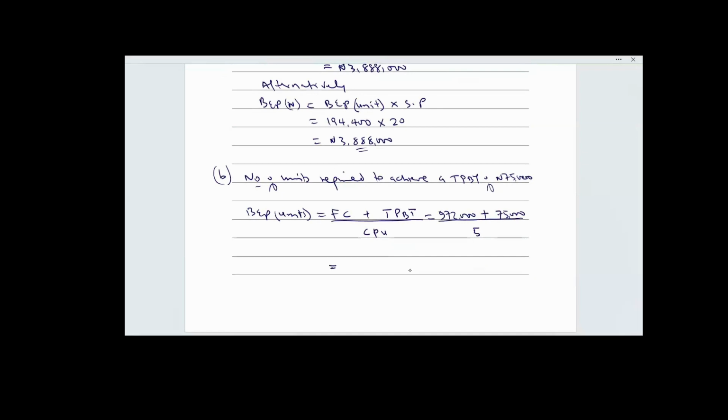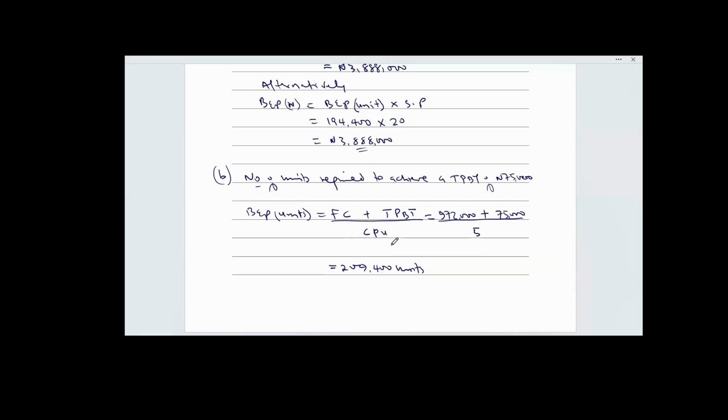So I'll carry my calculator. 972,000 naira plus 75,000 naira equals 1,047,000, divided by 5 naira equals 209,400 units. So that represents the number of units required to achieve a targeted profit before tax of 75,000 naira.